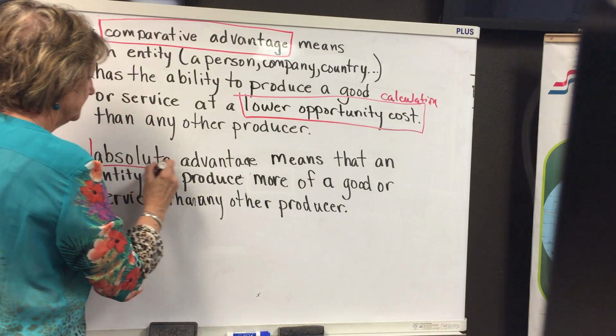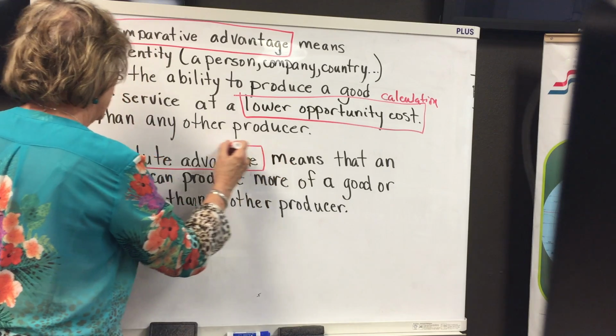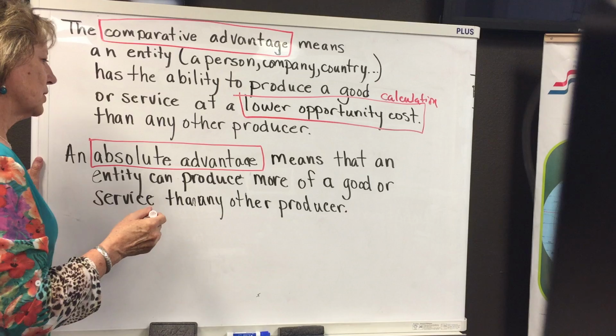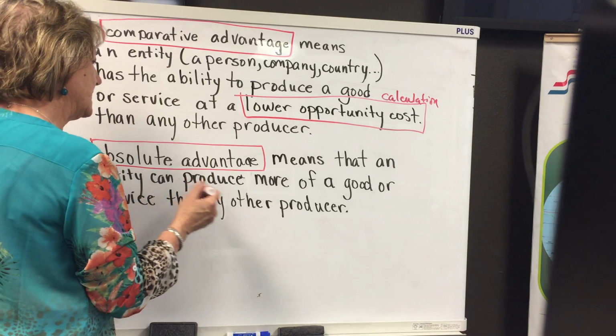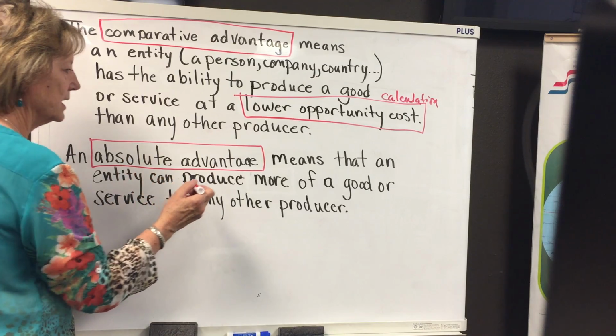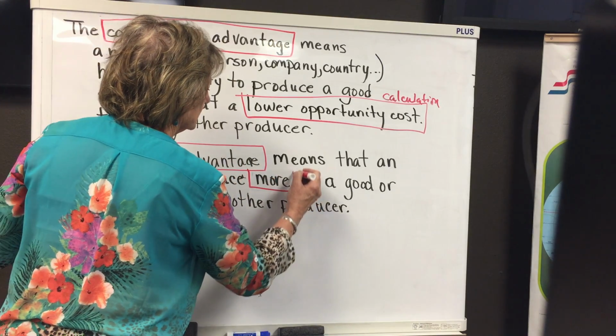Absolute advantage is defined as the entity that can produce more of a good or service than any other producer. They're going to be able to produce more. And so the key word here is more.